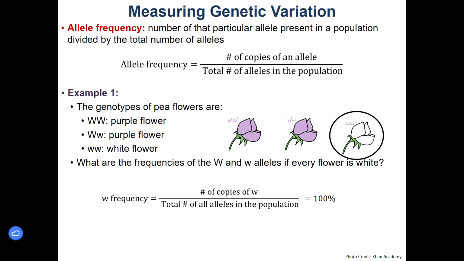That's why we want to look at allele frequency. We could say there's actually no genetic variation in this population of white flowers. We're never going to get a purple flower unless a mutation occurs.